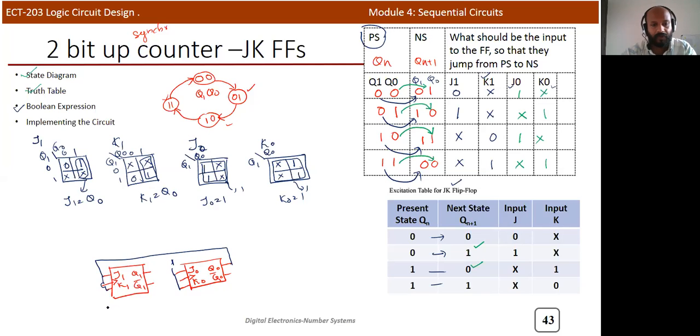Now we need to connect the synchronous circuit. We are discussing a synchronous circuit, so we need to connect the same clock for both flip-flops. This is the clock signal, this is the Q1 signal, and this is the Q0 signal. You will get 0 0, 0 1, 1 1 on these pins, Q1 and Q0. So this is the design of the 2-bit up counter.